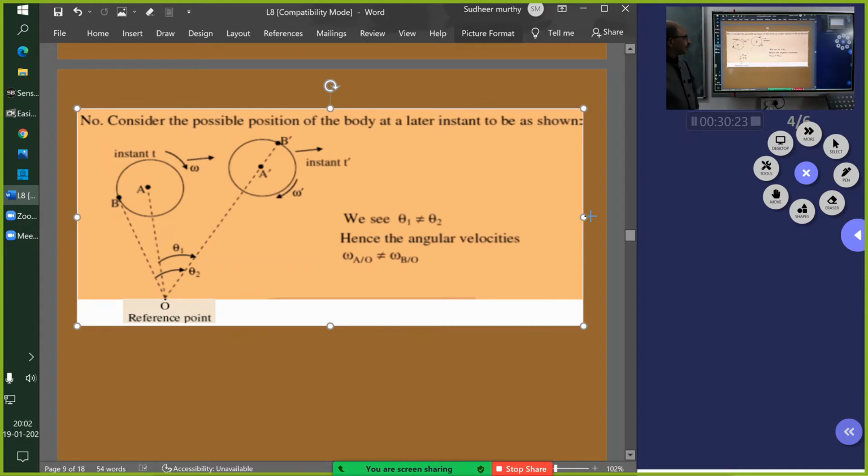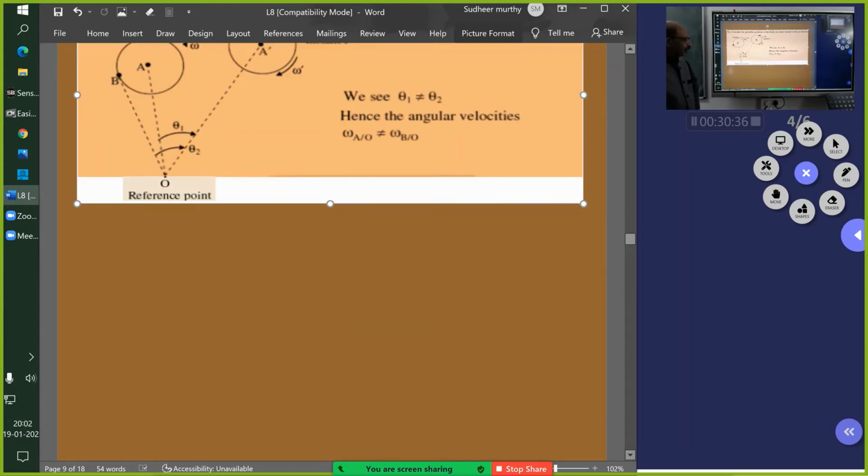Consider the possible position of the body at a later instant as shown, and theta 1 is not equal to theta 2, and angular velocities are not equal. Clear?